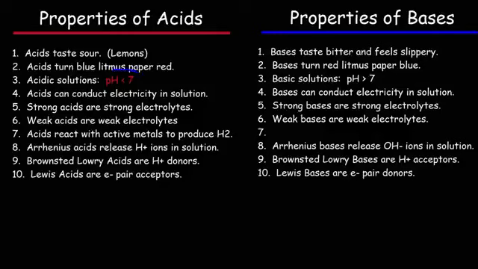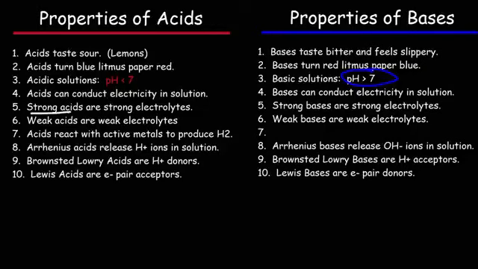Now, we've covered the pH of acidic solutions. For an acidic solution, the pH will be less than 7. For a neutral solution, the pH is equal to 7. And for a basic solution, the pH is greater than 7. Now, both acids and bases can conduct electricity in solution.